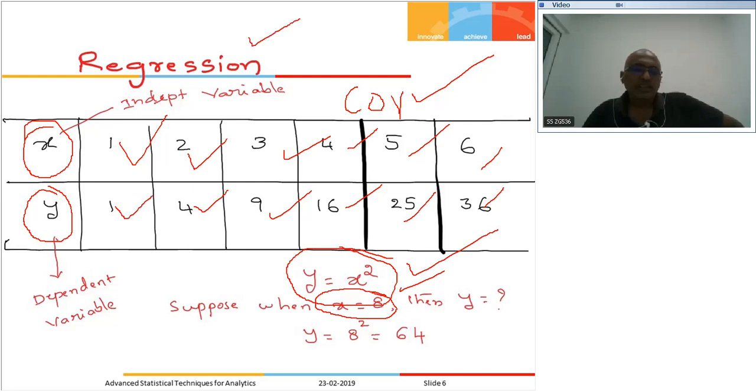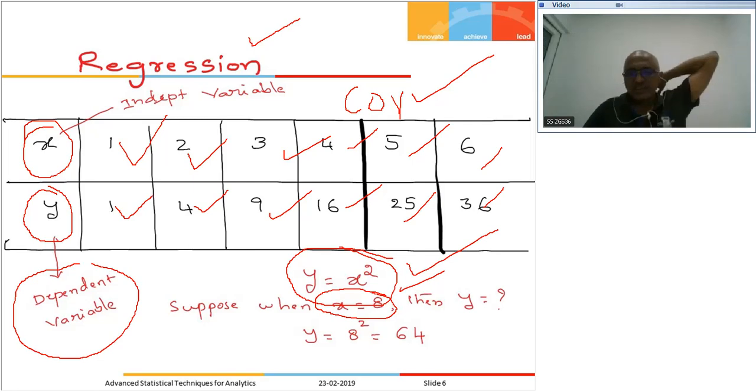Right? So here one is called the dependent variable, the other one is called the independent variable. Y is the one which depends on X. Therefore, X is called the independent variable, and Y is called the dependent variable. Right? Okay. Is there any difficulty in doing this?